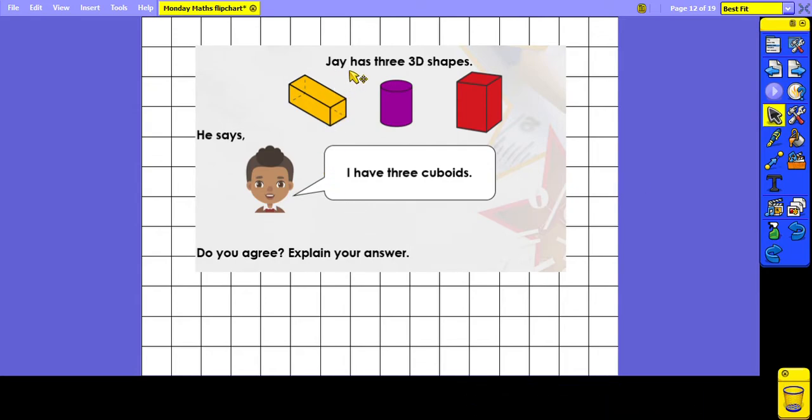Okay, so J has 3 3D shapes. He says, I have 3 cuboids. Do you agree? Explain your answer.